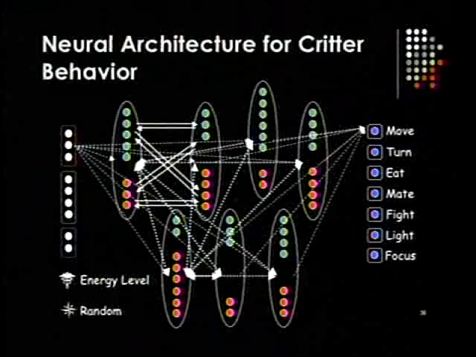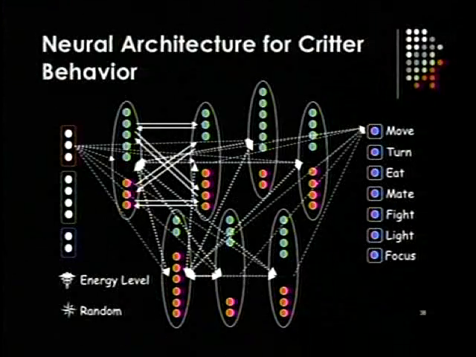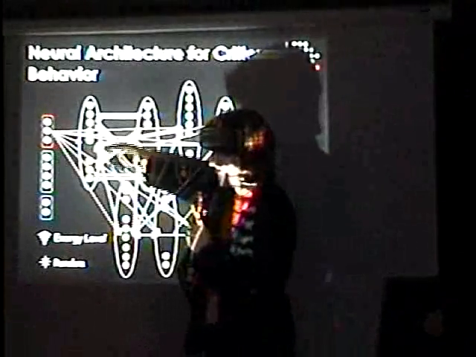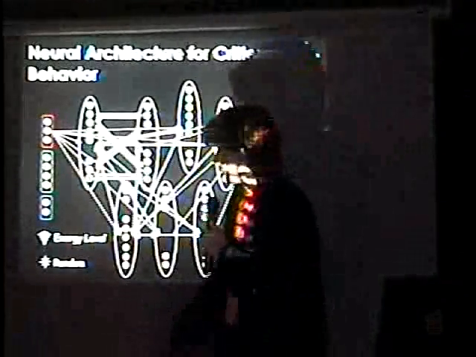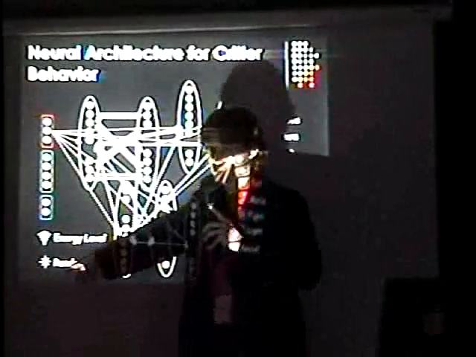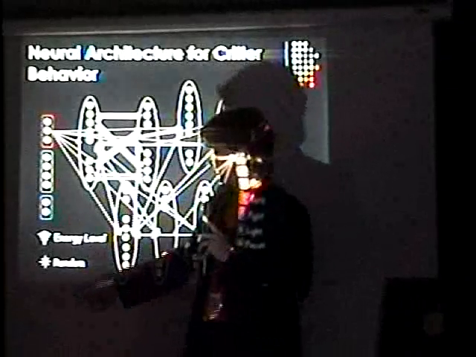And we have some inputs. Our inputs are the RGB of their vision. And again, they can choose how many connections to devote to each one, their current energy level, and just something random.